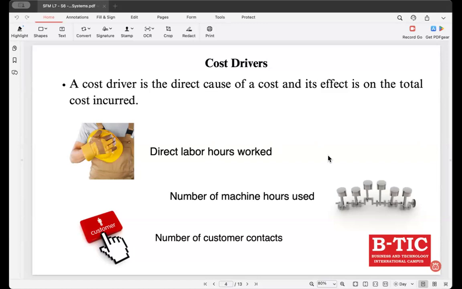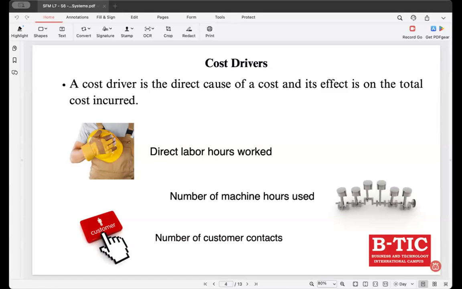Labor hours worked is a cost driver. You work more hours, you get paid more. You work less hours, you get paid less. So this cost driver is going to determine your pay. This is known as a cost driver.